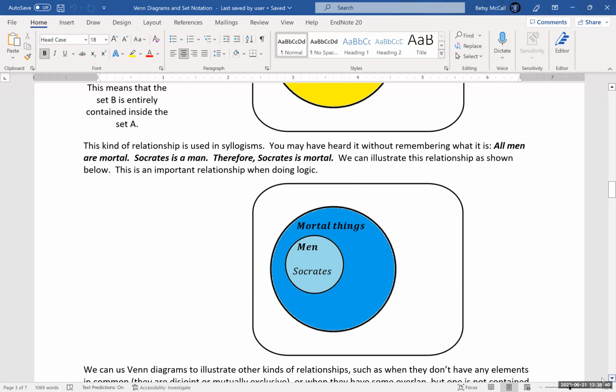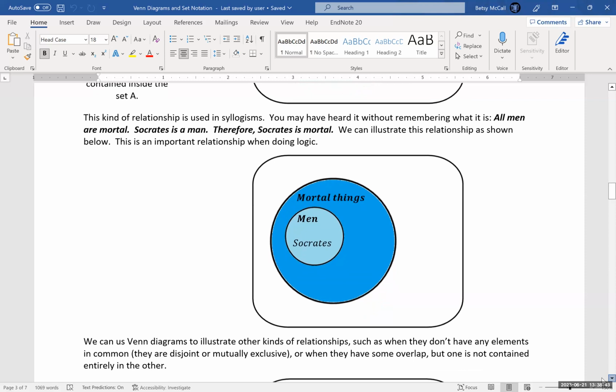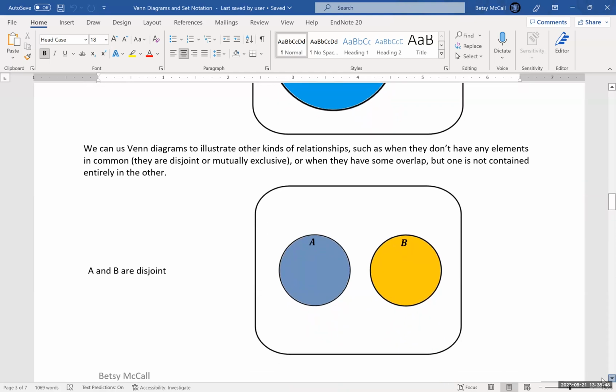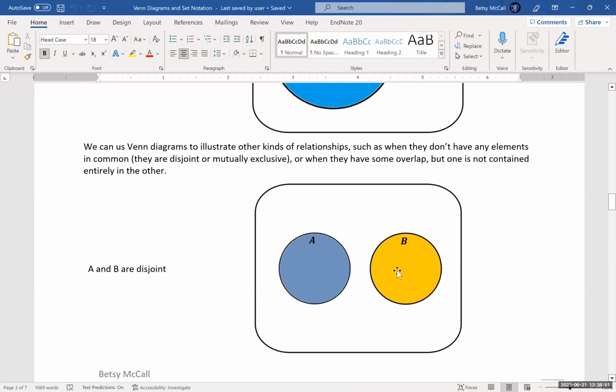Okay, so this is one way of illustrating the idea of the syllogism. A and B are disjoint means that there's no overlap in the two sets. Disjoint is the same thing as mutually exclusive. If there is no overlap, we can draw them separately. Sometimes you'll see them drawn with a potential overlap, but there are no elements listed in that intersection. That is the same thing. But if we're just illustrating the idea that they don't have anything in common, we actually don't allow for the overlap.